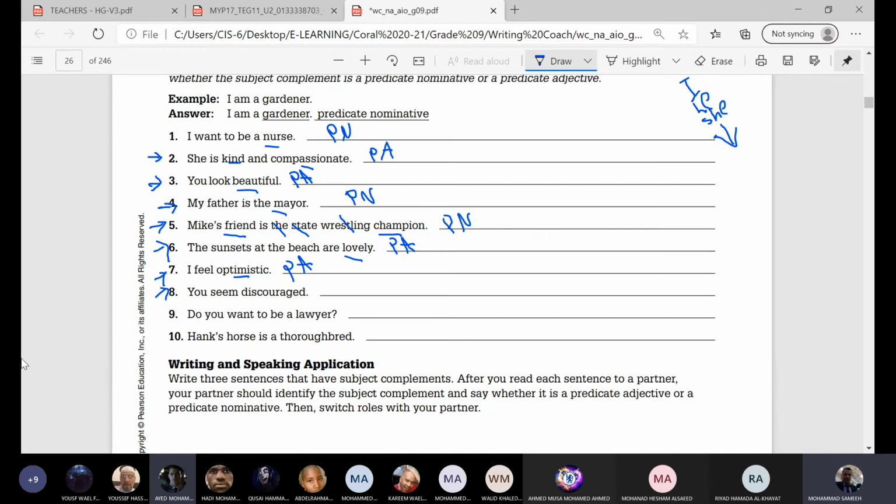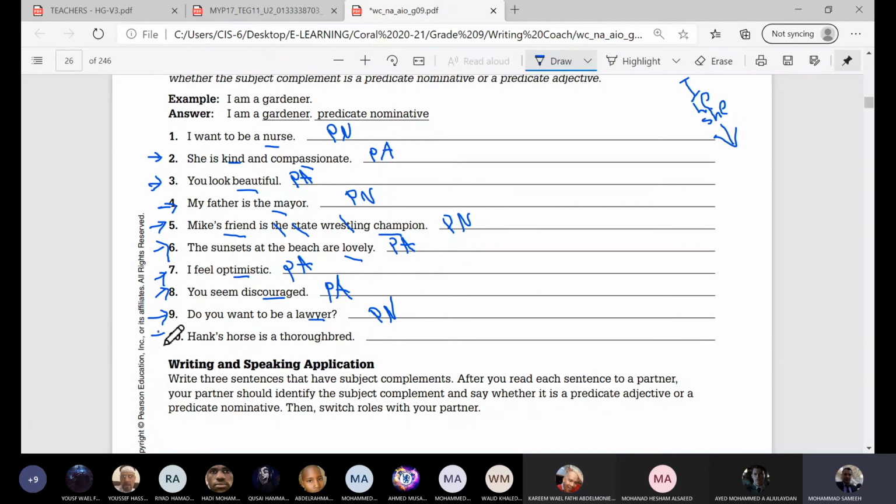You seem discouraged. That's clear. What is it? Discouraged. Is it noun or adjective? Adjective. PA. Correct. Kareem, 9. Do you want to be a lawyer? Lawyer. It's a predicate nominative. Sure.